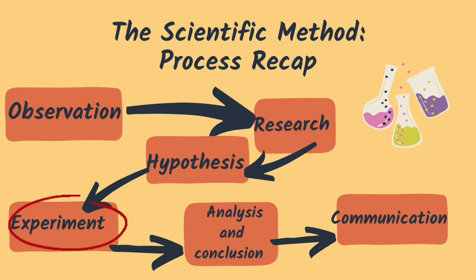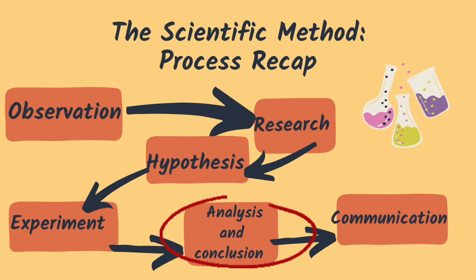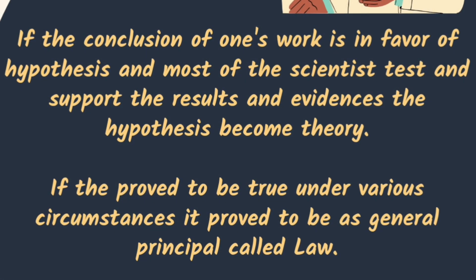After that, scientists create a testable prediction based on the hypothesis and test it with a set of protocols called an experiment. On the basis of the results of the experiment, scientists then analyze and conclude the results, and communicate with other scientists all over the world to check the results. If the conclusion of one's work is in favor of the hypothesis, it becomes a theory, and if it is proved true under various circumstances and proved to be a general principle, then it is called a law.